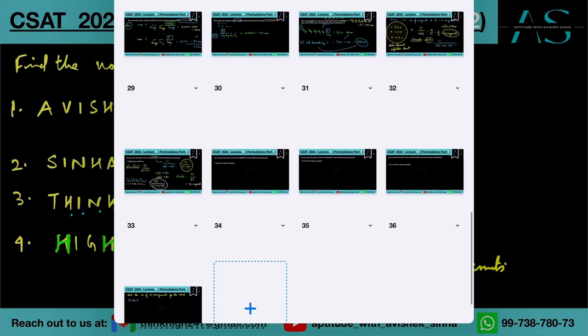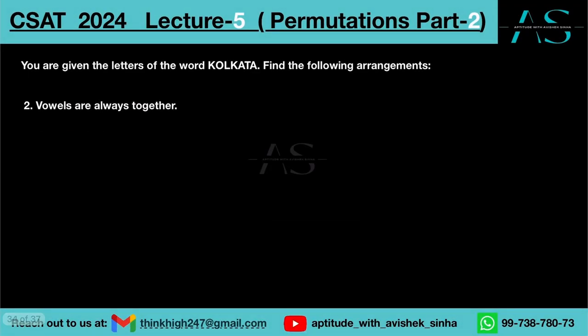Alright. Let's quickly come back to this. You are given the letters of the word Kolkata. Find the following arrangements. Vowels are always together. What are the vowels in the word Kolkata? O, A, A. First write them together. Then write the remaining letters. So out of Kolkata, K is left, L, K, T. Now, vowels are always together, so group them together. This will be taken as one unit. Now you have 2, 3, 4, 5.